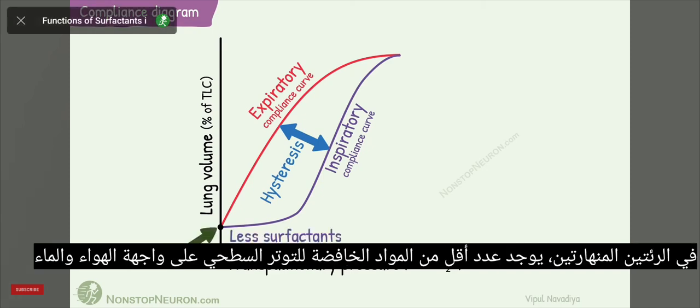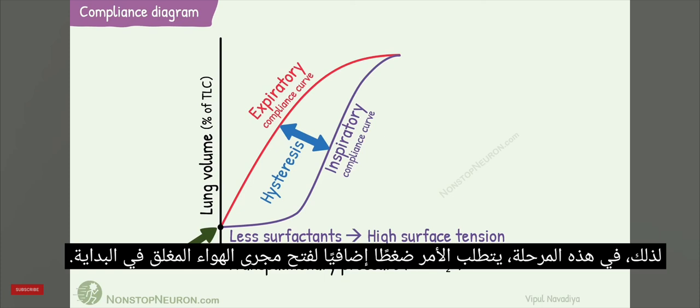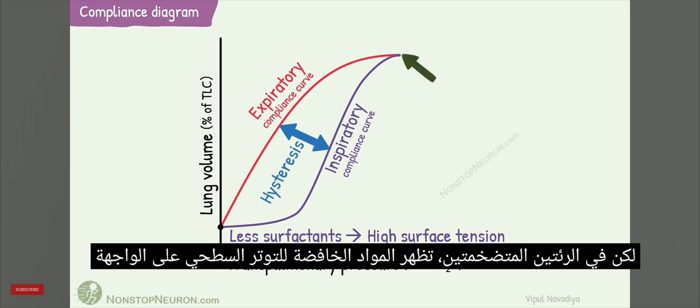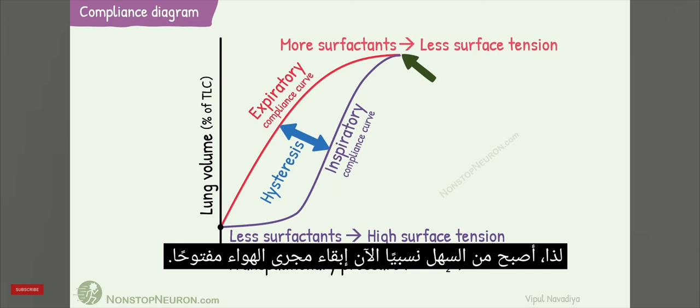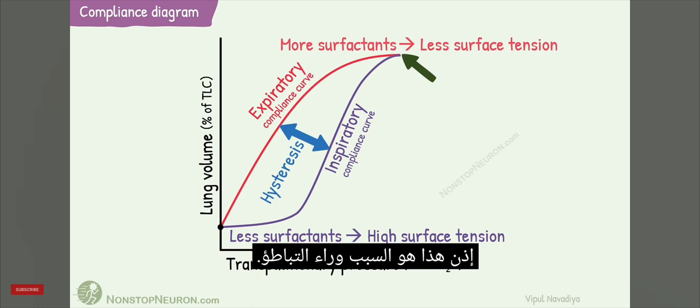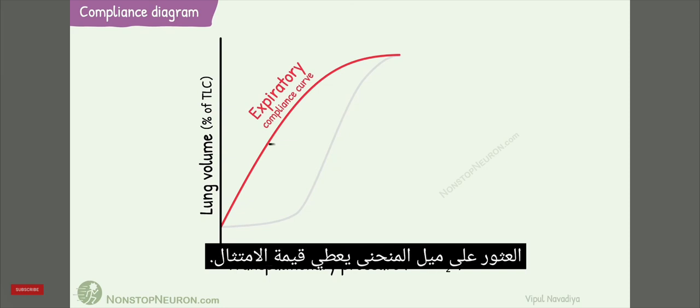In collapsed lungs, less surfactants are there on the air-water interface, and surface tension is high. So at this point, it takes extra pressure to pop open the closed airways initially. However, in inflated lungs, surfactants have come on the interface and have decreased the surface tension. So now it's comparatively easy to keep the airways open. So that's the reason behind hysteresis. Conventionally, this deflation curve is used to measure compliance of lungs. Finding the slope of the curve gives the value of compliance.